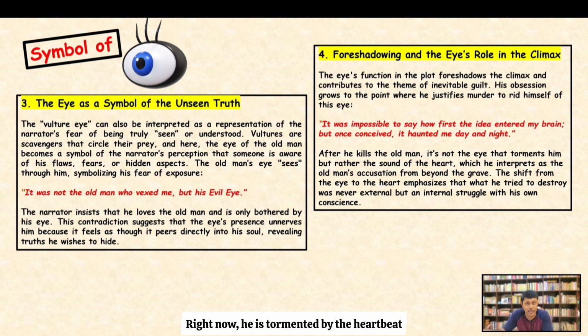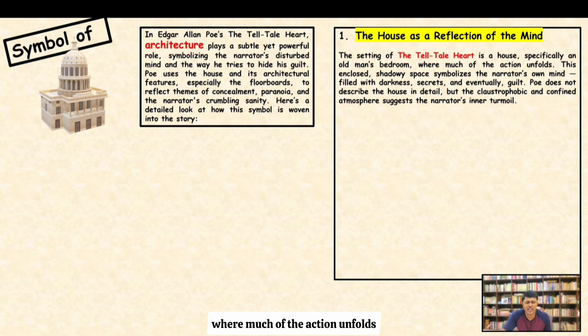The last symbol that we have to understand is the symbol of architecture. The symbol of architecture is very unique. Architecture plays a subtle yet powerful role, symbolizing the narrator's disturbed mind and the way he tries to hide his guilt. The first one is the house as a reflection of the mind. And why? Because the house is specifically the old man's bedroom where much of the action unfolds. This enclosed, shadowy space symbolizes the narrator's own mind, filled with darkness, secrets, and eventually guilt.